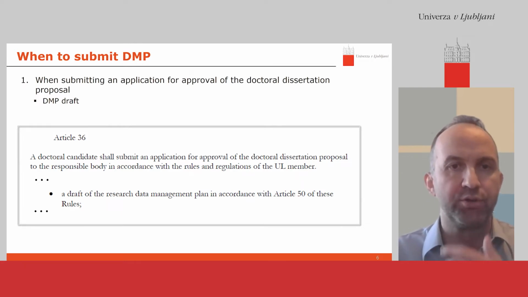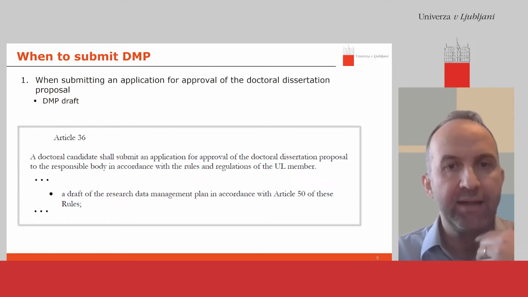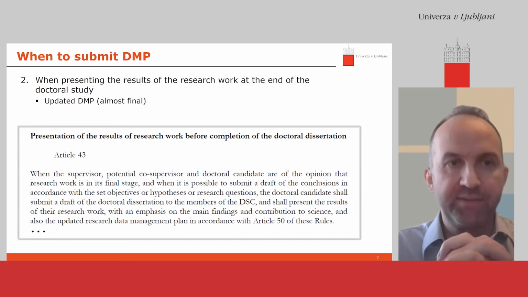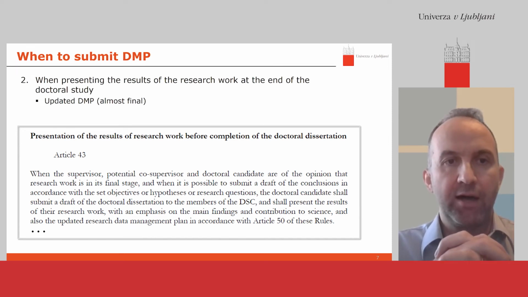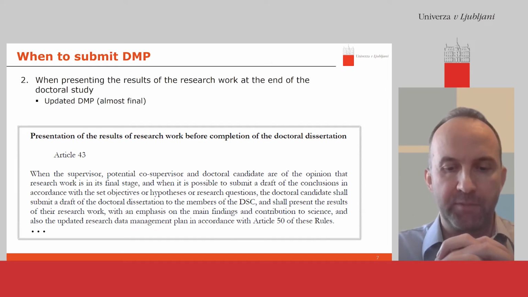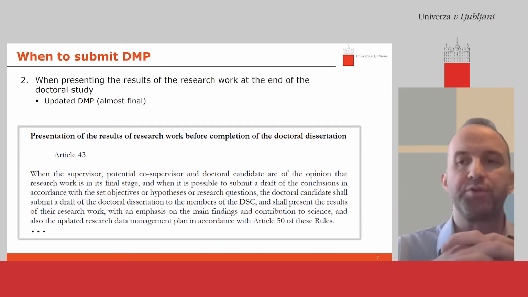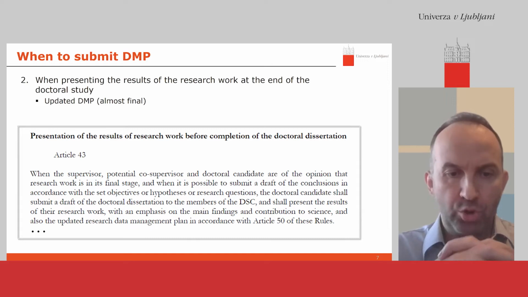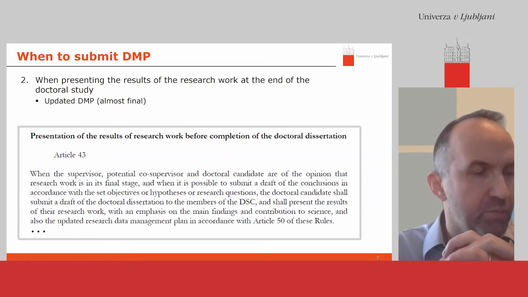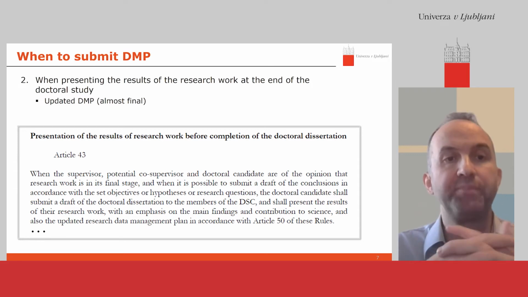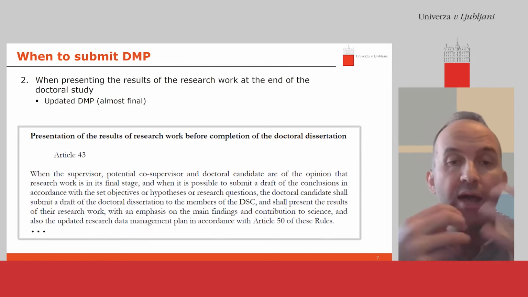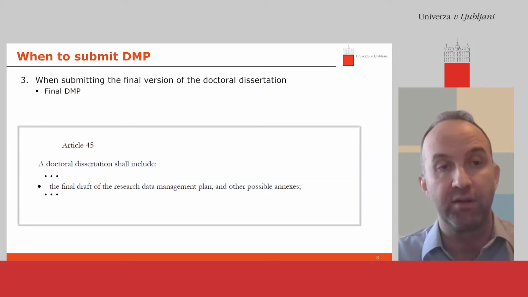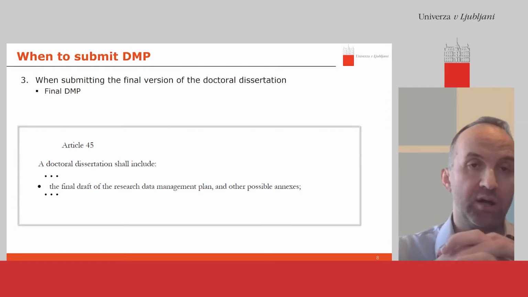that comes up during the research, even later on, and then the final or almost the final updated data management plan is supposed to be submitted almost at the end of the doctoral study. So a couple of months before the final submission of the doctoral dissertation, the student presents the research work to the doctoral committee, and at that point submits also the updated DMP, and then together with the final version of the doctoral dissertation, submits the final data management plan that stays also after the dissertation is finished.